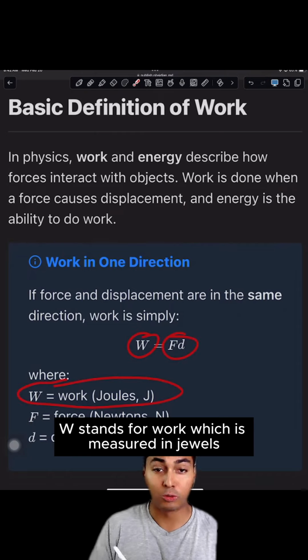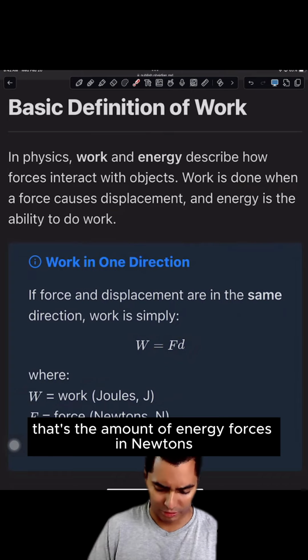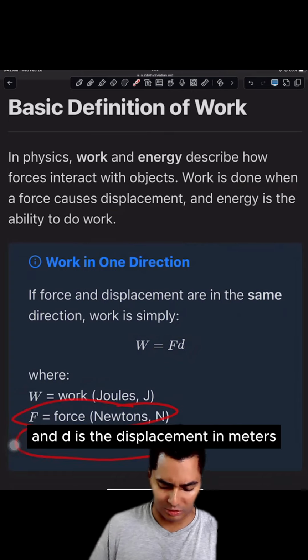W stands for work, which is measured in joules. That's the amount of energy. Force is in newtons, and d is the displacement in meters.